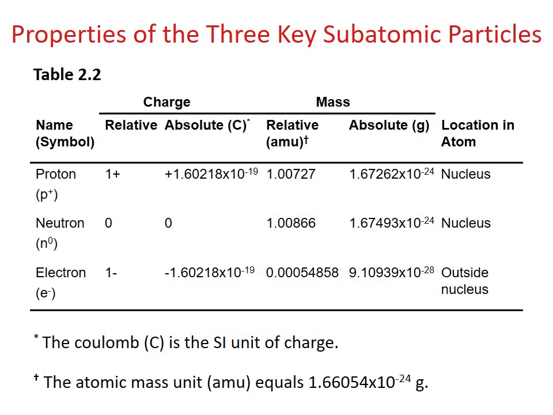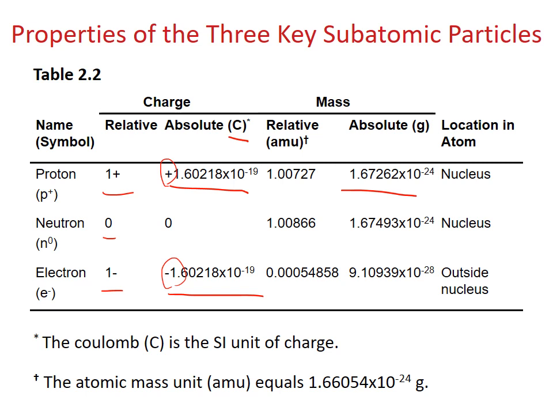This table shows the properties of the three key subatomic particles. Proton has a positive charge, electron has a negative charge, neutron has zero charge. In SI units, charge has a unit of coulomb, and so this is the value for the charge of one proton. This is for electron. They have the same value, but one positive, one negative.